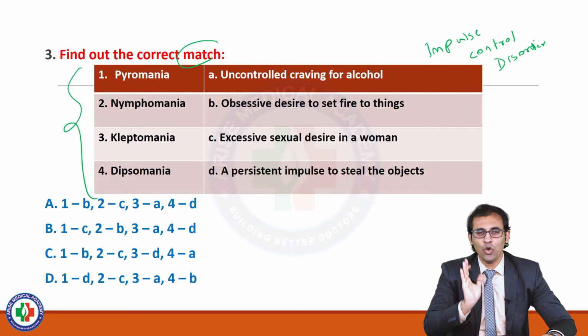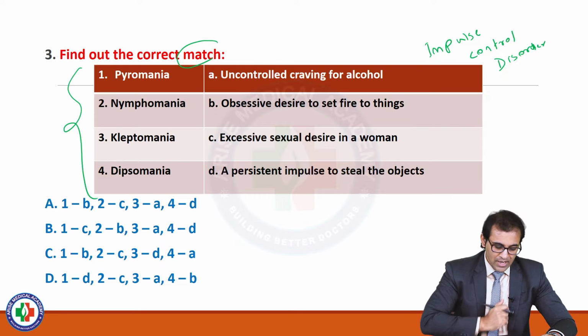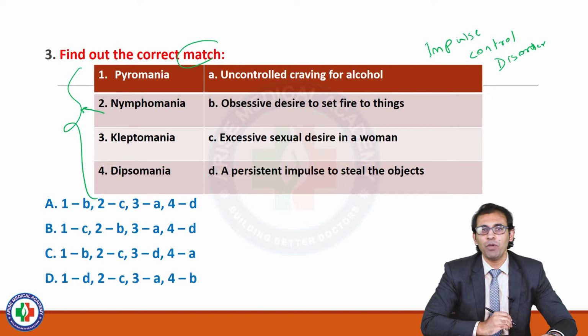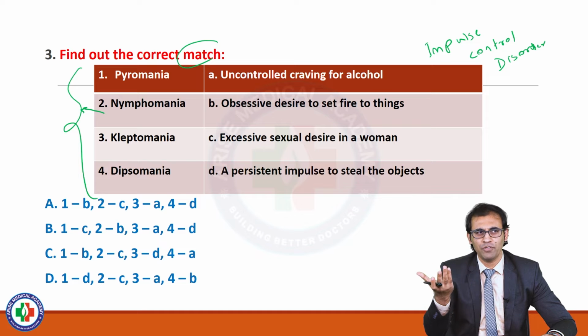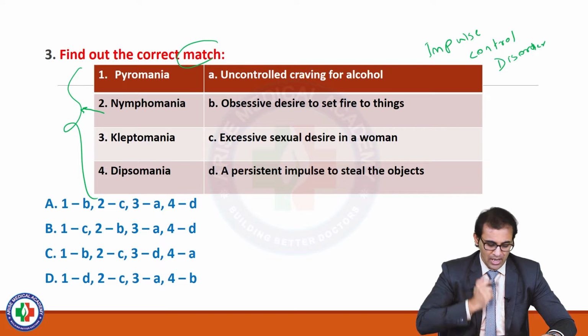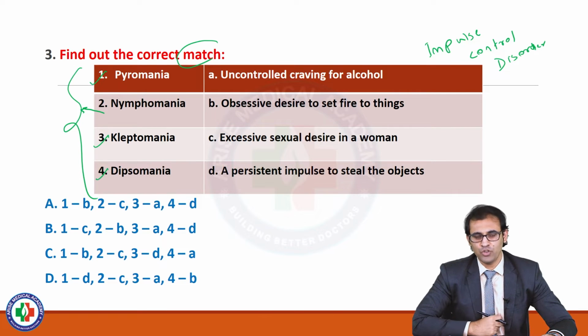All these are recall questions as informed by the medicos who wrote the exam. Some students said that nymphomania was not there, so there was mutilomania, where a person is mutilating animals. Fine, whatever. So we have to match the following. See here, pyromania, kleptomania, dipsomania, all these are impulse control disorders. Nymphomania, this is a sexual disorder.